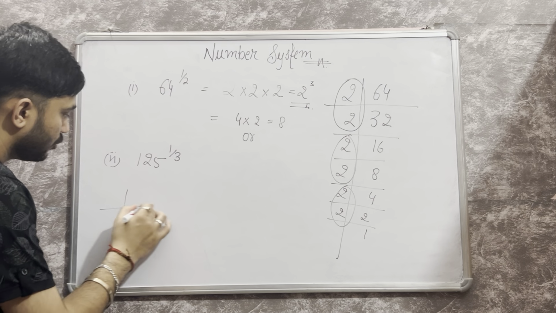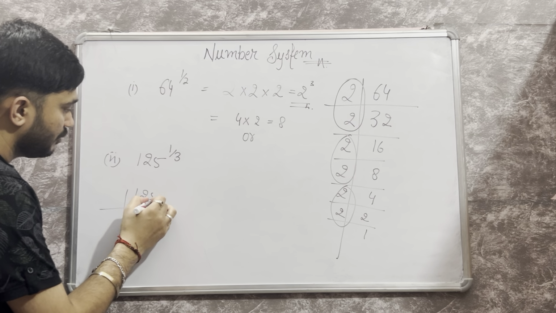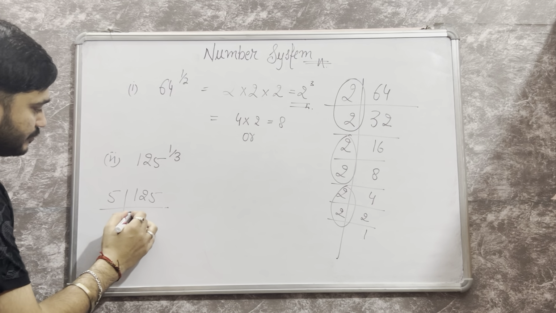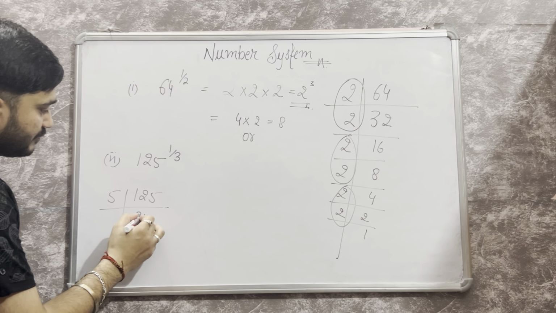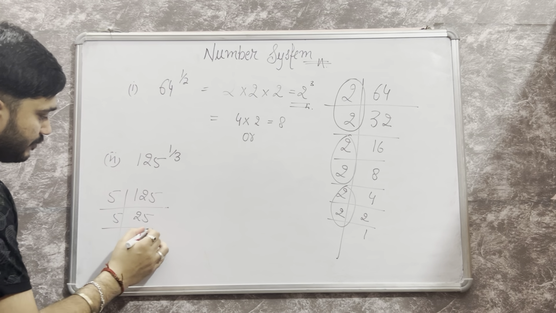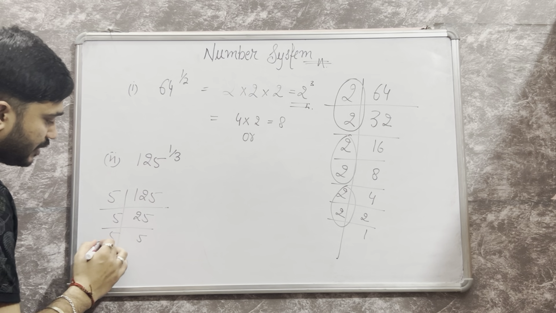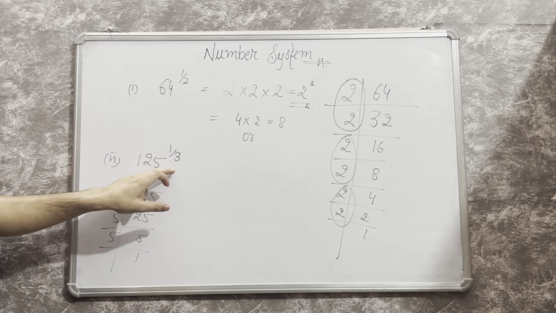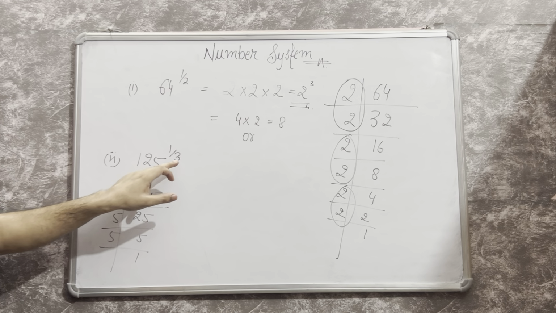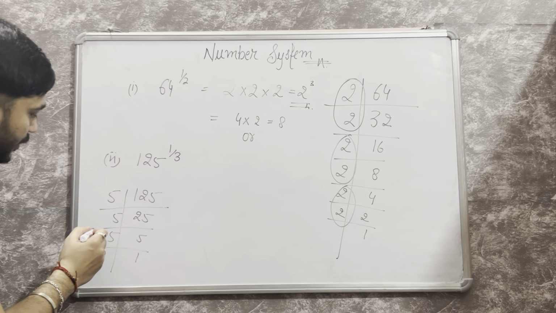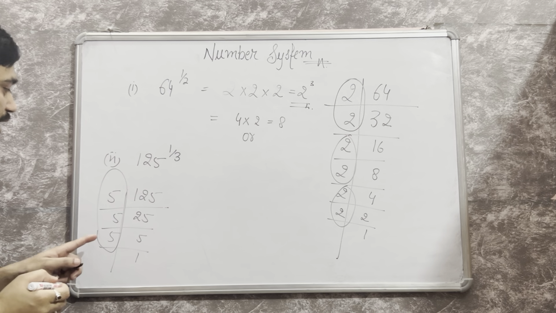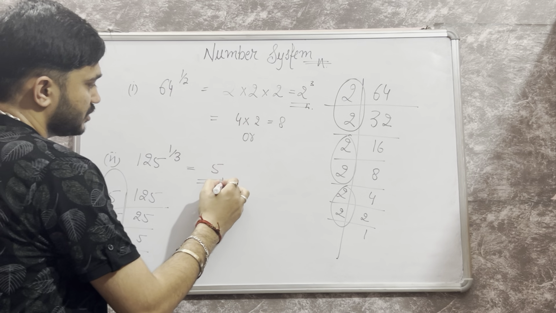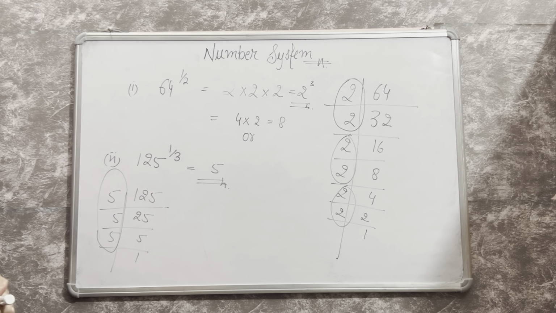Now what we are going to do, take the base number, that is 125. Now prime factorize this number: 5 into 25 is 125, 5 into 5 is 25, and then 5 into 1. Now look at the power here. The power here is 1 upon 3 and the denominator of the power is 3. So you are going to pair 3 numbers as 1 and write it as 5. So the answer of this number is 5. Any doubt?